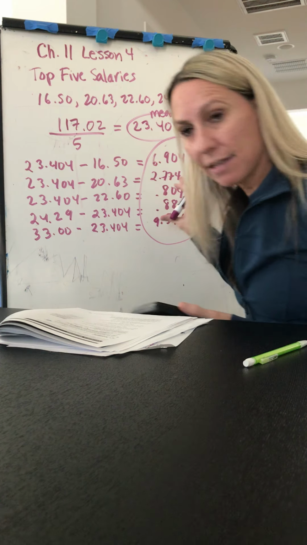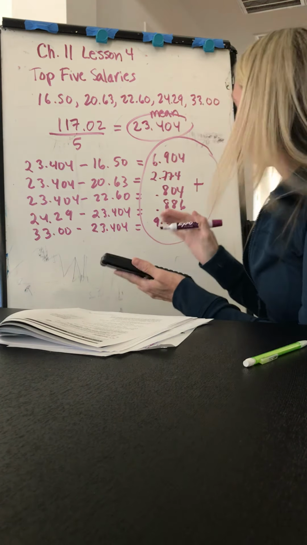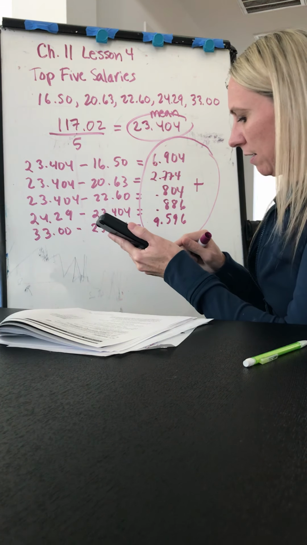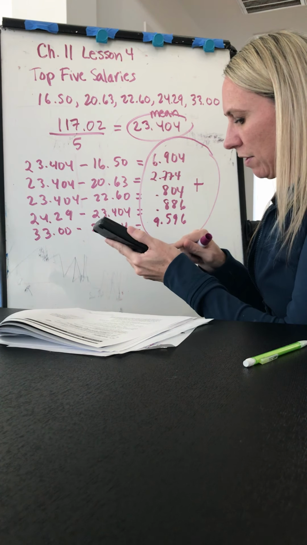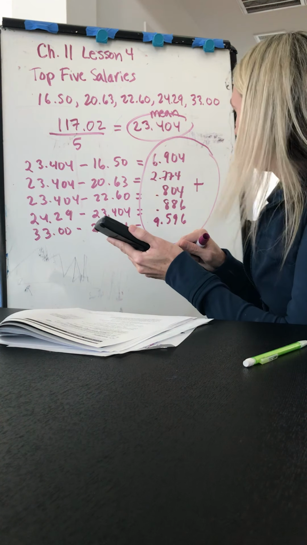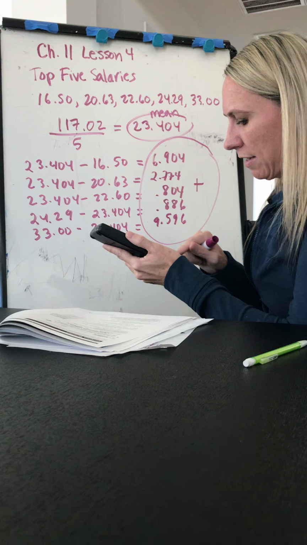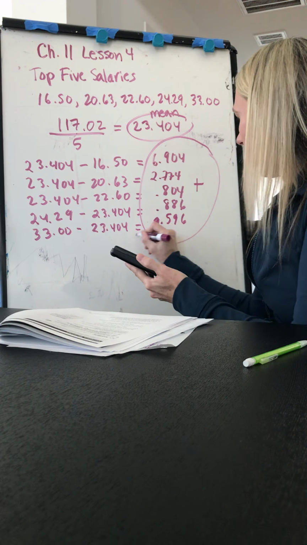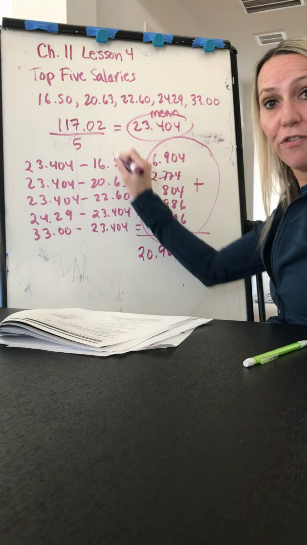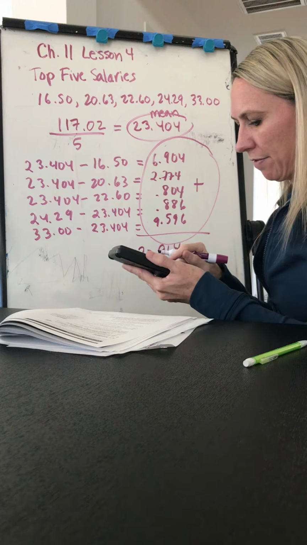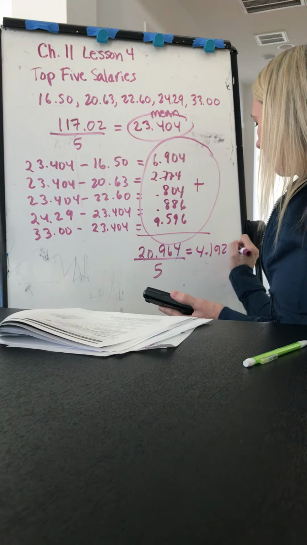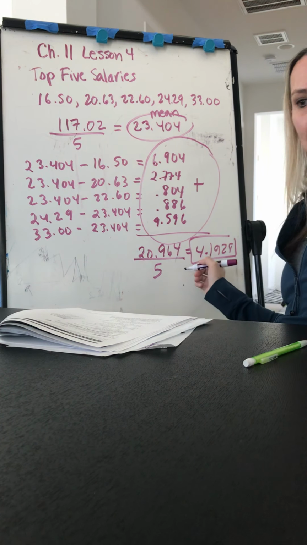Okay, then I'm going to take all of these, add those up, and then divide by 5. So I'm going to find the mean of all these deviations. So we have 9.596 plus 0.886 plus 0.804 plus 2.774 plus 6.904. When I add these up, I get 20.964, and there's 5 of them, so I'm going to divide this by 5, and I get 4.1928. Can you see this, Bentley, on the camera?